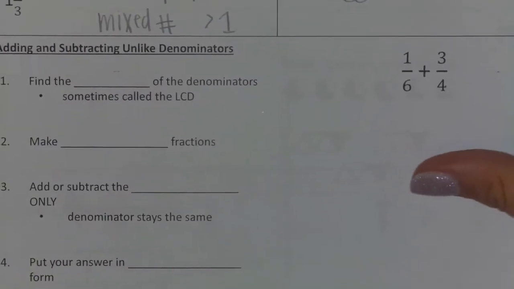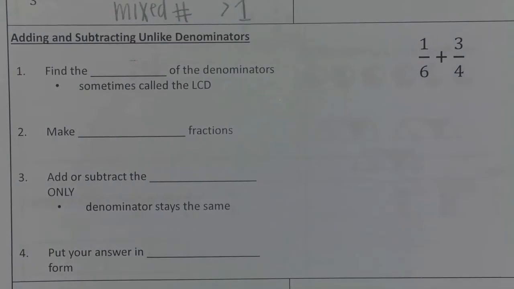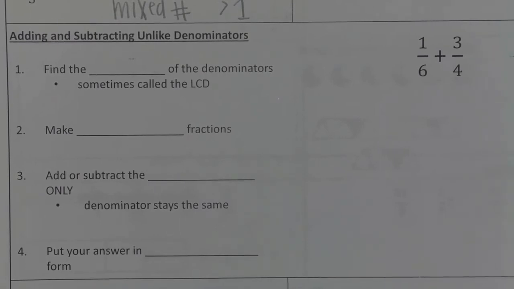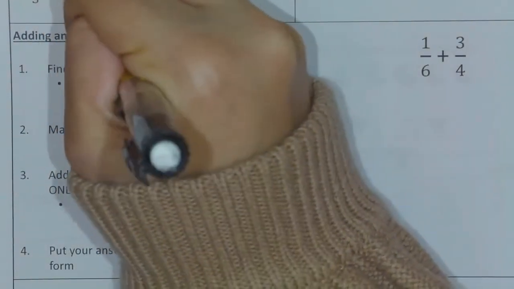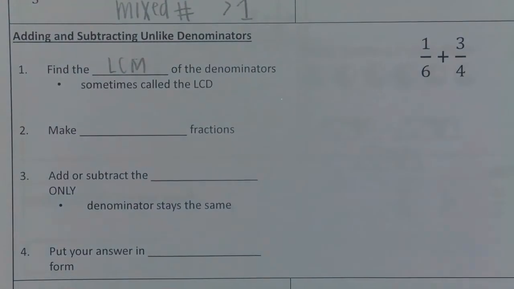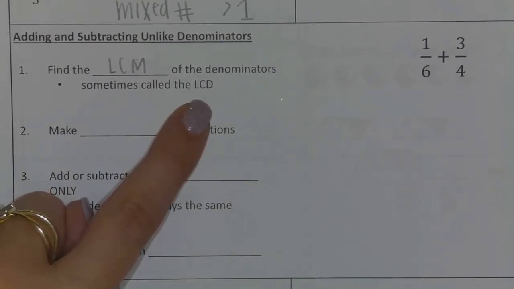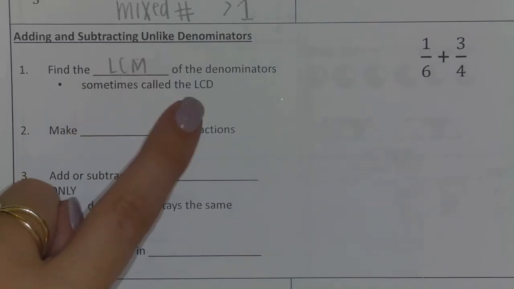So we started talking about how do we add and subtract fractions, especially those that have unlike denominators. Their denominators are different. So the very first thing that we have to do when we see a problem that looks like this, 1/6 plus 3/4, is because those denominators are not the same, we want to try and find the least common multiple of those denominators. So what's the smallest multiple that they have in common? Sometimes you'll see this called the LCD, or the least common denominator, but those two are the same things.